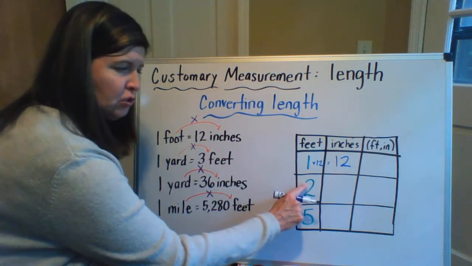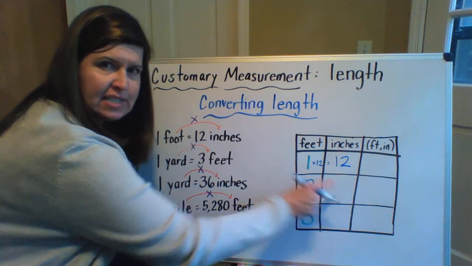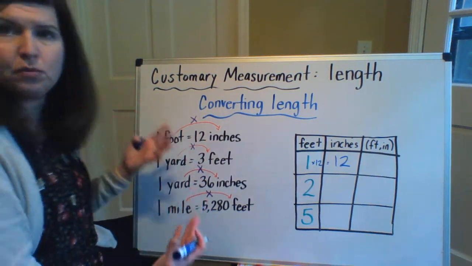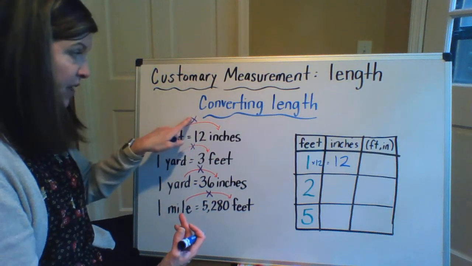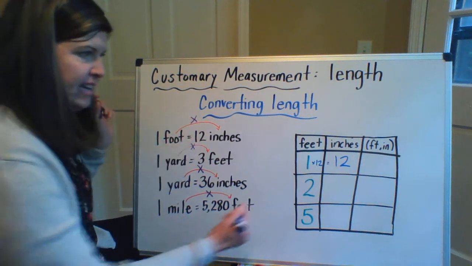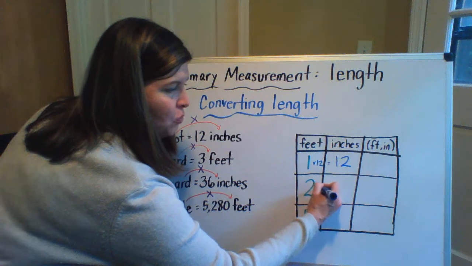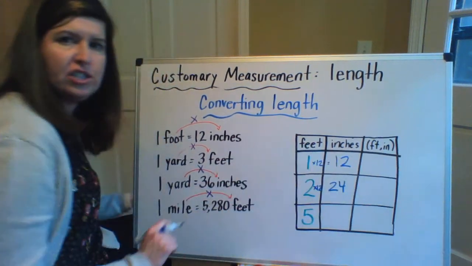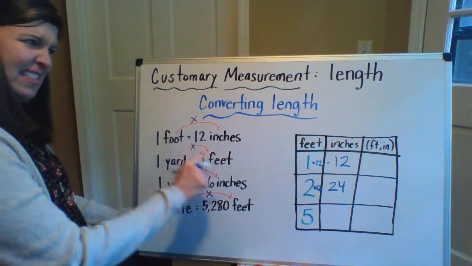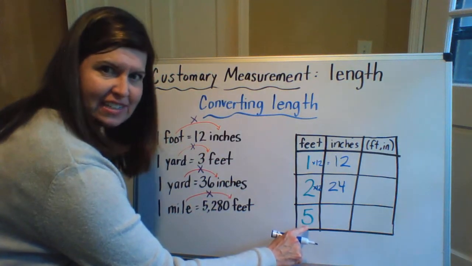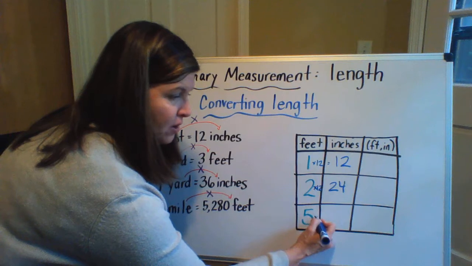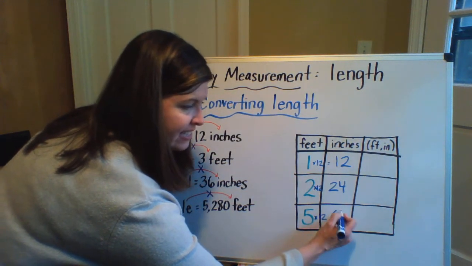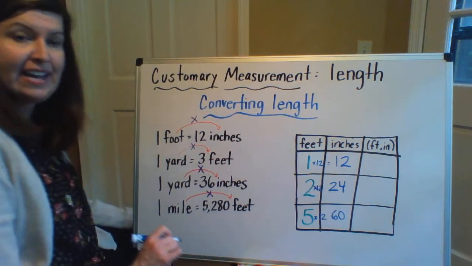If you have 2 feet, how many inches is it going to be? Well, if I look here, it doesn't say 2 feet. What am I supposed to do? I know that I'm going to multiply by 12 and it will be 24 inches. How about this one? 5 feet. Well, I know if I multiply by 12, that'll be 60. I'm just doing the math in my head.